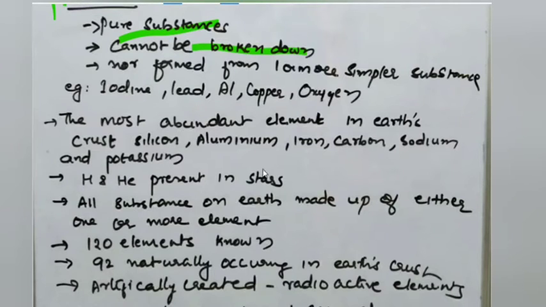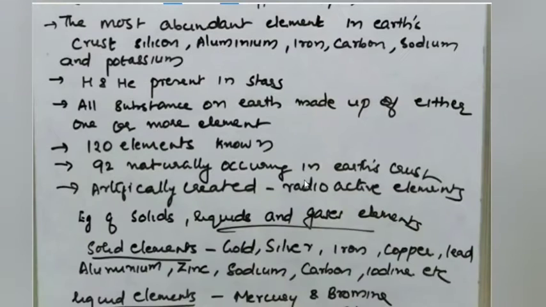Hydrogen and helium are present in stars. The shining appearance of the stars is mainly due to the presence of helium and hydrogen. All substances on the earth are also made up of either one or more elements. So not only a single element constitutes a substance; a substance consists of one or more elements present in it.